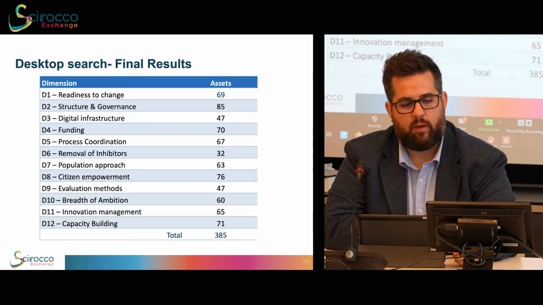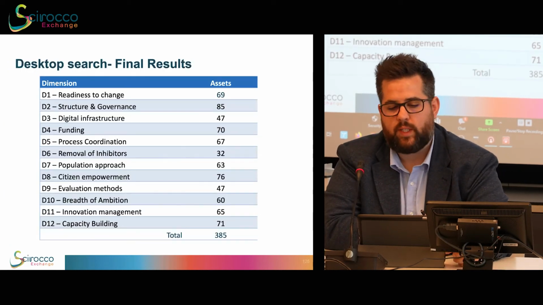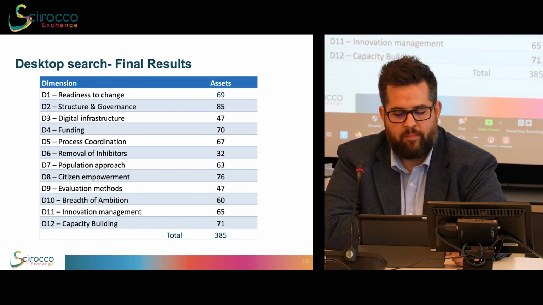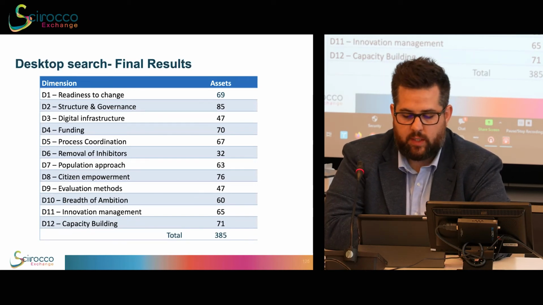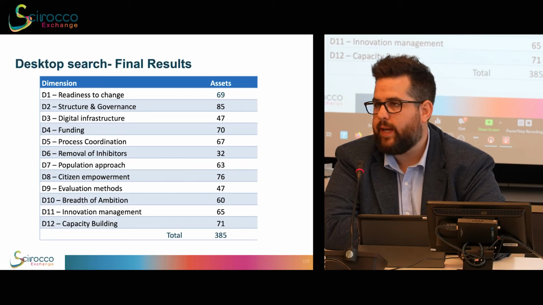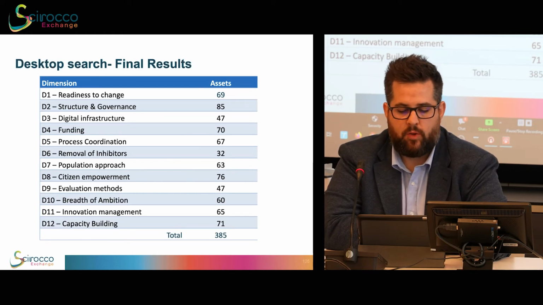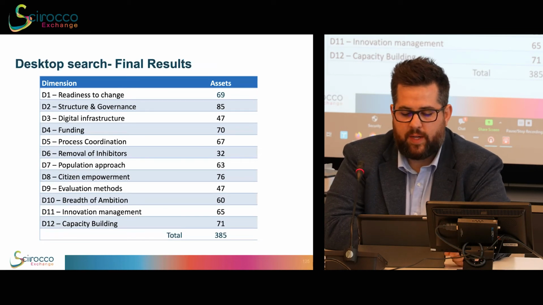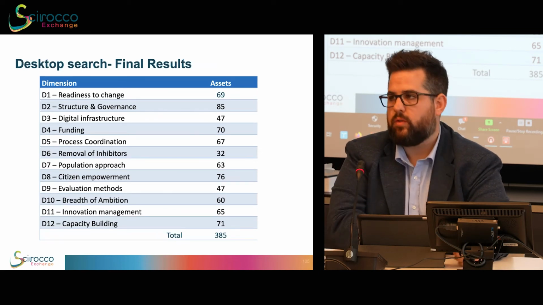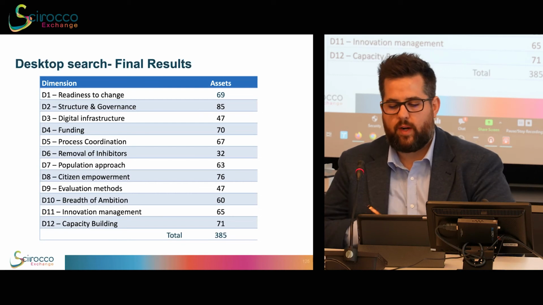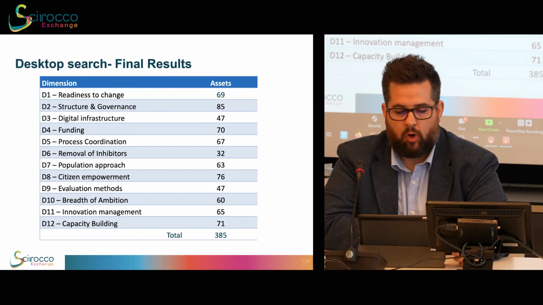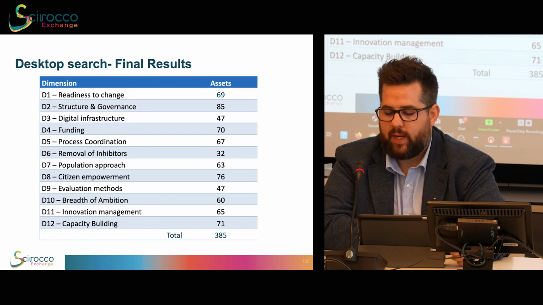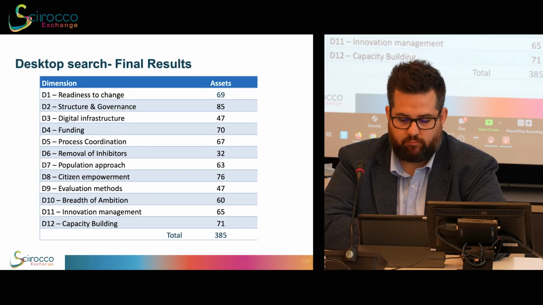Okay, so I will finalize my presentation by showing the results, as I said. So in the desktop search, we mapped 385 assets. You can see here the distribution among the dimensions. They vary from 32 in removal of inhibitors to 85 in structure and governance. And all of them were identified by the key informants of the regions.